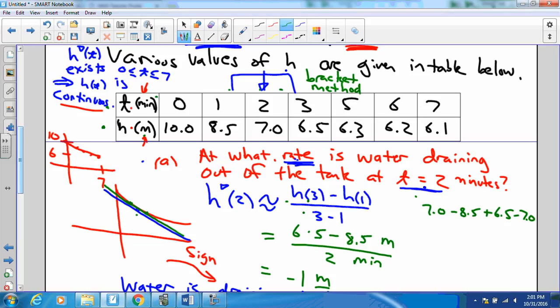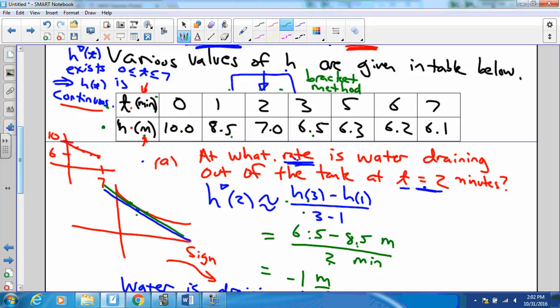And our next one would be 6.5 minus 7. Look what cancels. So what you get is 6.5 minus 8.5, and all of that is over the total 2-minute time interval. So averaging left and right for equal time intervals will give you the same thing as doing the bracket between them. So just do the bracket.